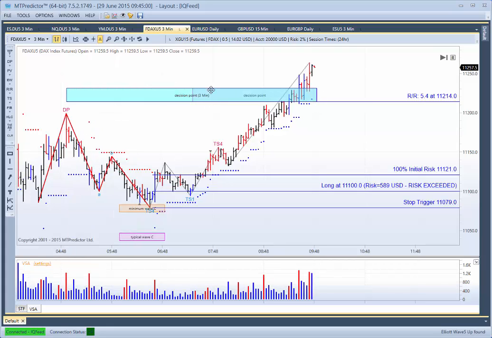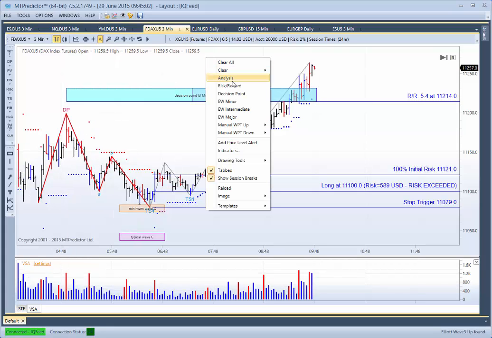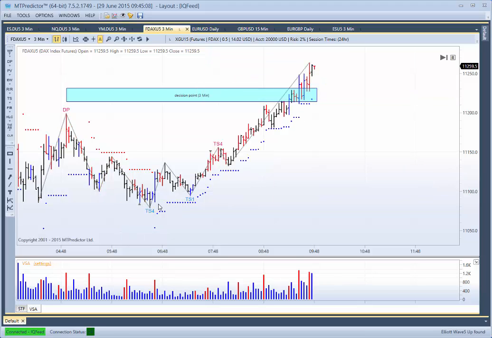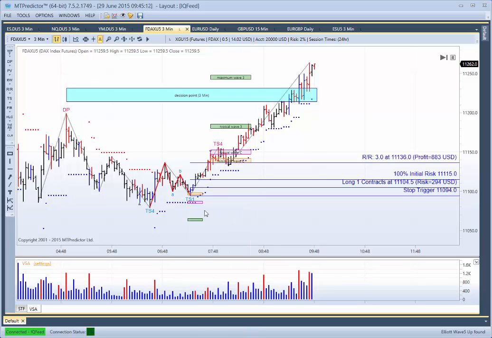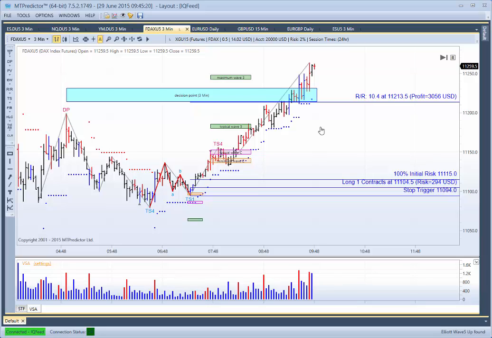So let's now look at what we could have done by using the analysis on these trade setups to manage our TS1 long trade. Right mouse click, analysis. So rather than coming out at this particular level, we'd have then looked to come up to this level here for our higher time frame target. And can you see how suddenly that would have increased your profit to almost 10 times the initial risk?